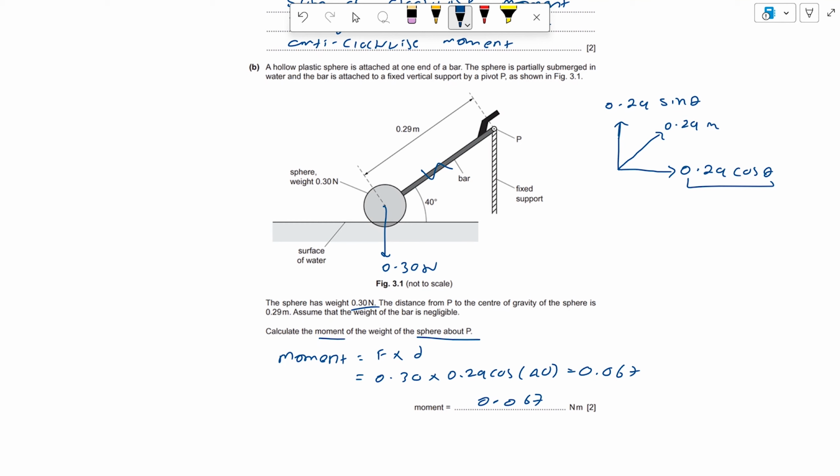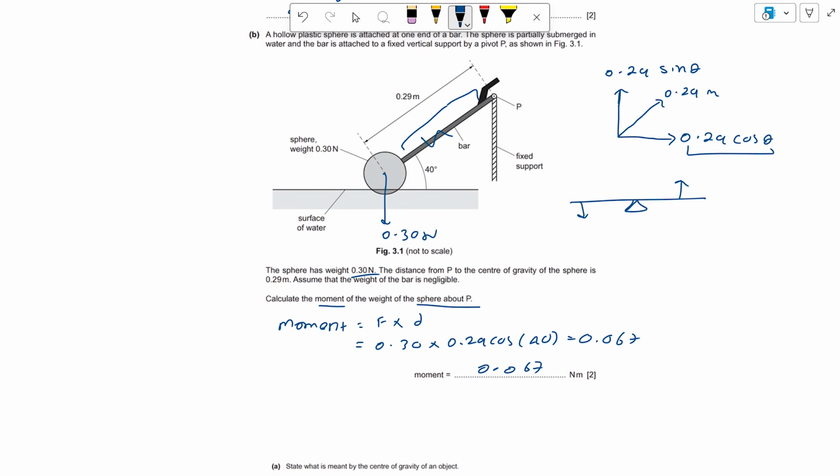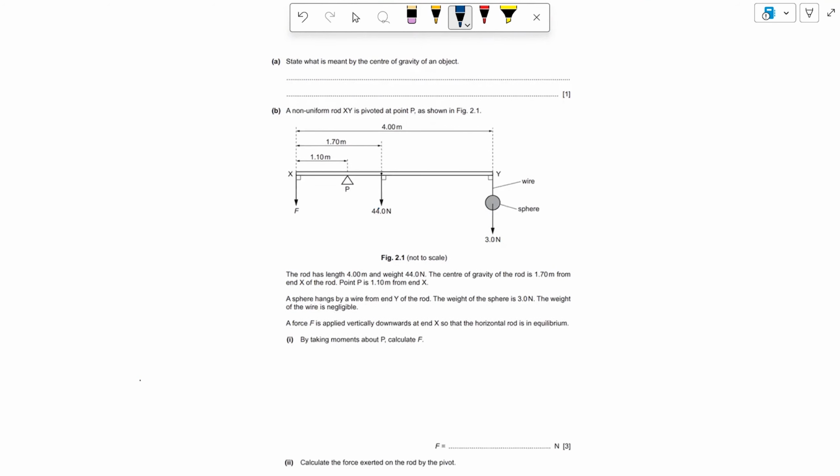The reason why we need to resolve horizontally is because the rod is at equilibrium, but not horizontally. It has an inclination, therefore we need to factor in the angle when calculating the moment. Okay, just moving on to the next question.